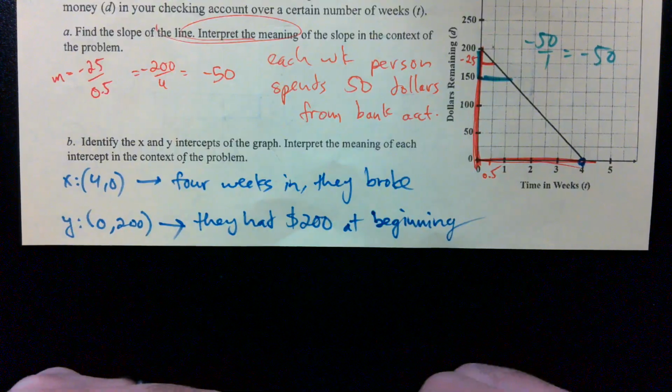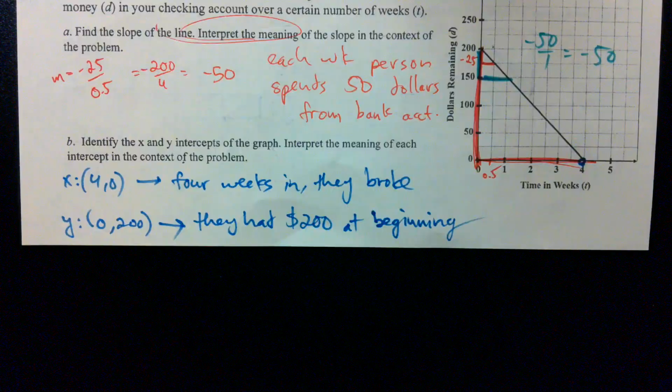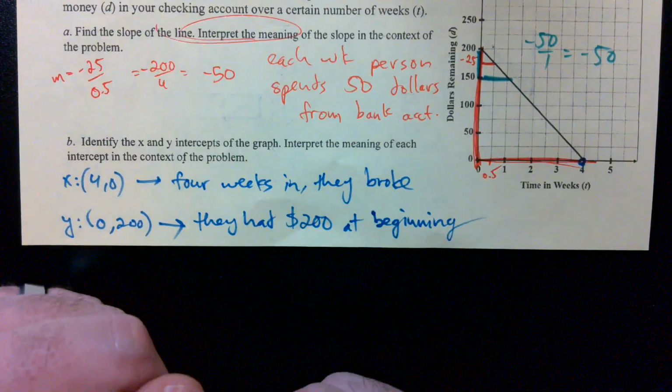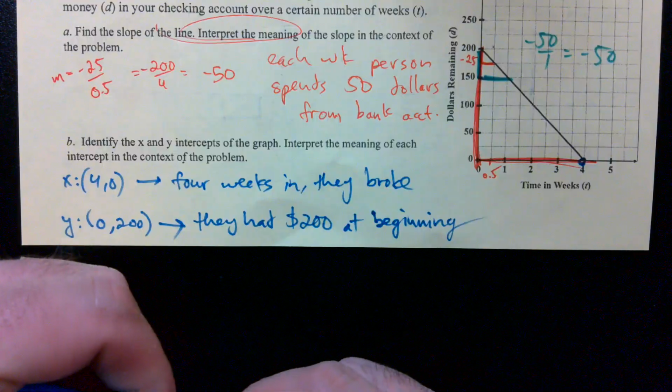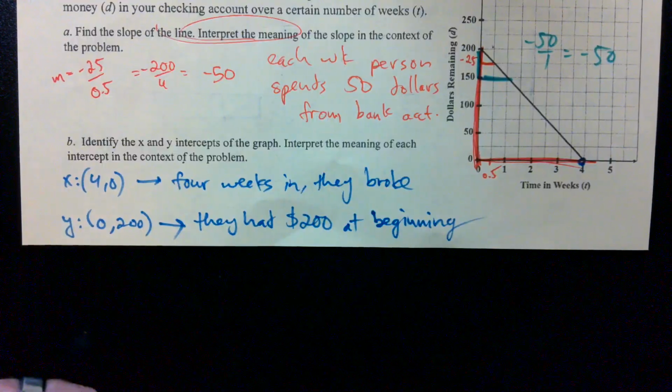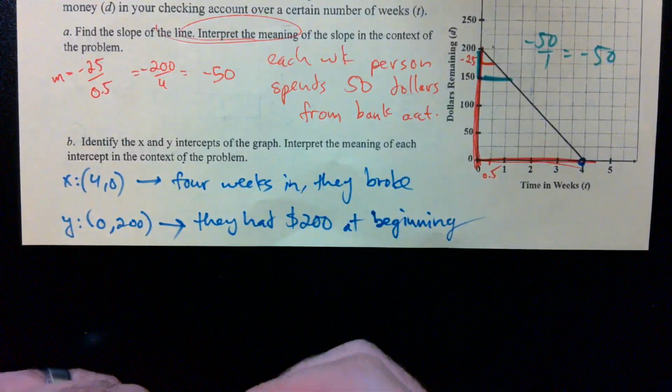Matthew. What if you combine those two sentences and put it together? That's still right. Well, read me what you wrote. The person started with $200, and after the 4th week, they had $0. That's fine with me.